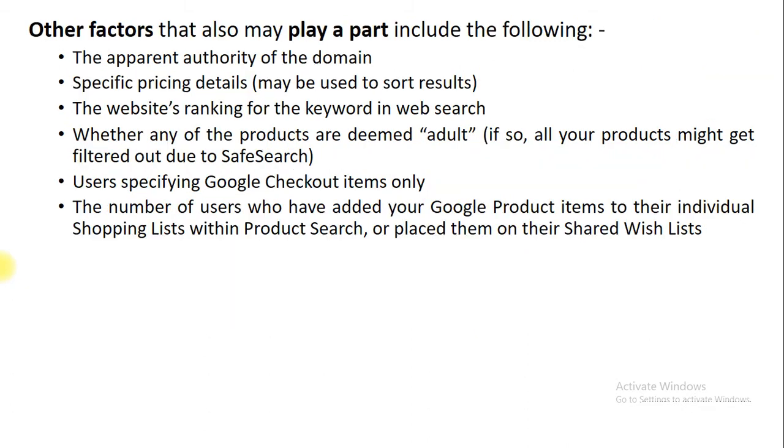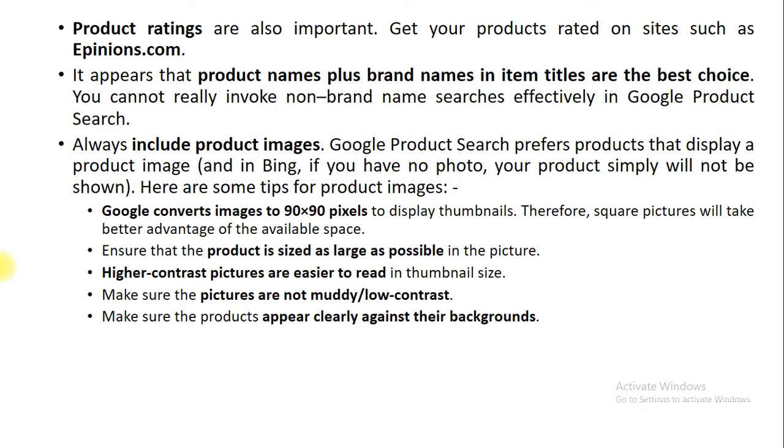Google converts your images into 90 by 90 pixels to display a thumbnail. Therefore, square pictures will take better advantage of the available space. Here are the tips to improve image search. Number one, when you upload any image on Google, Google automatically converts that image into 90 by 90 pixels, and it is recommended that the images be square pictures, so you get the advantage of the available space.